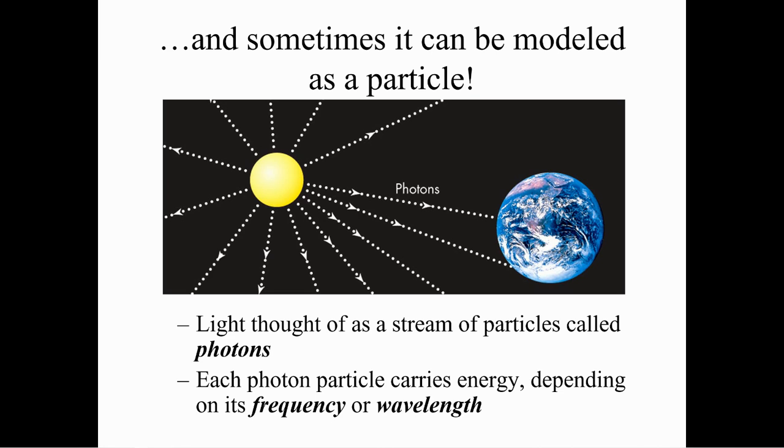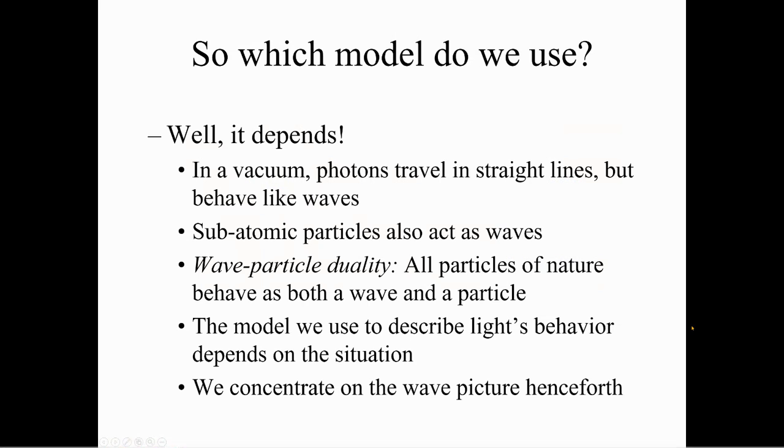Sometimes it can be modeled as a particle instead of an electromagnetic wave. That particle is known as a photon. Light thought of as a stream of particles is called photons, and each photon carries energy depending on its frequency or its wavelength. So, which one of these models do we use?